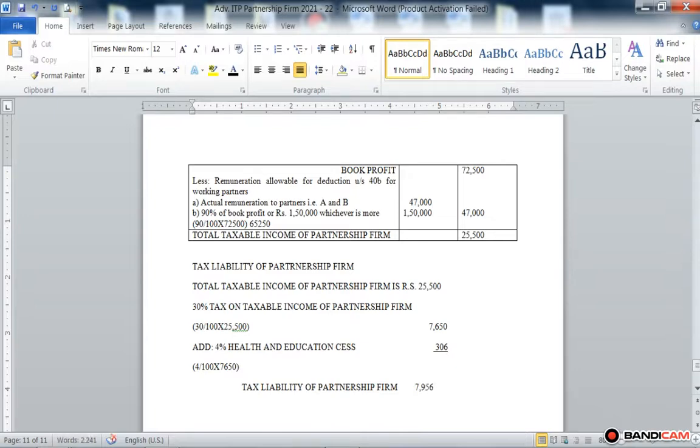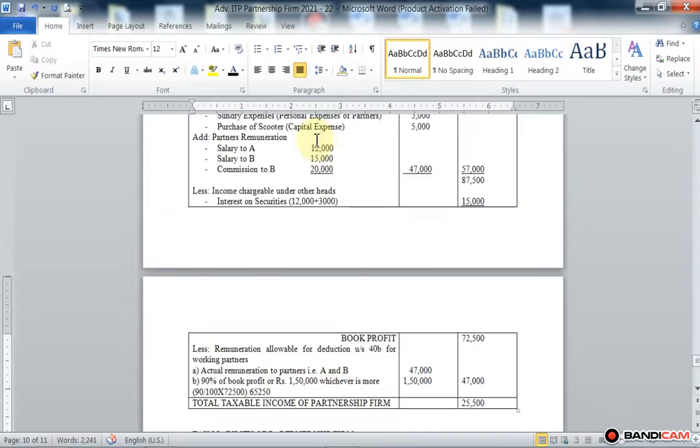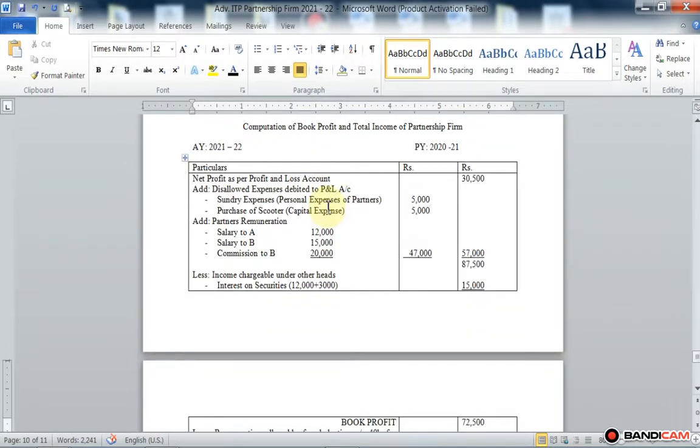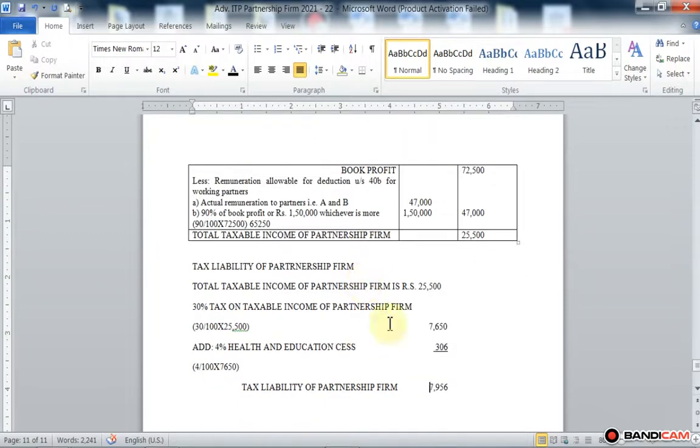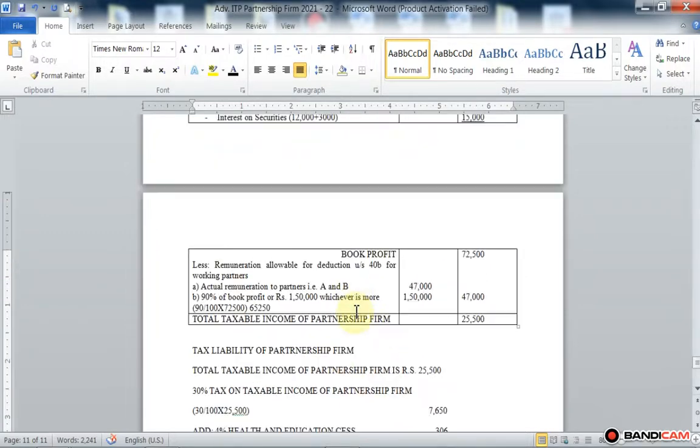7,956 is the tax liability of the partnership firm. Got it? So in this illustration we have to compute the book profit and total taxable income as well as the tax liability of the partnership firm.